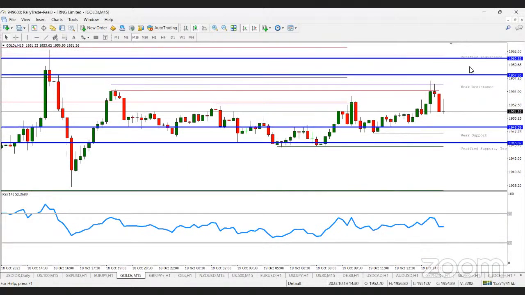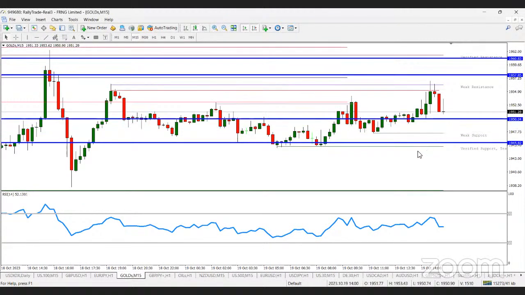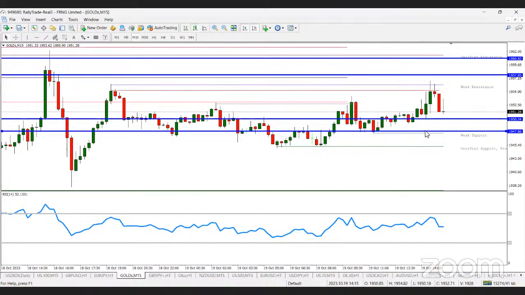Gold is still ranging around the zone where we gave, but you can see this beautiful bearish candle. I feel like it's something we can take advantage of. So I can have my sell stop on gold at 1950, and then my take profit can be at 1947.90.